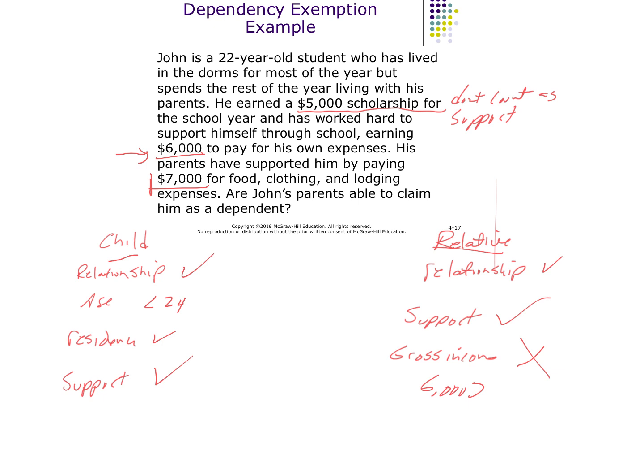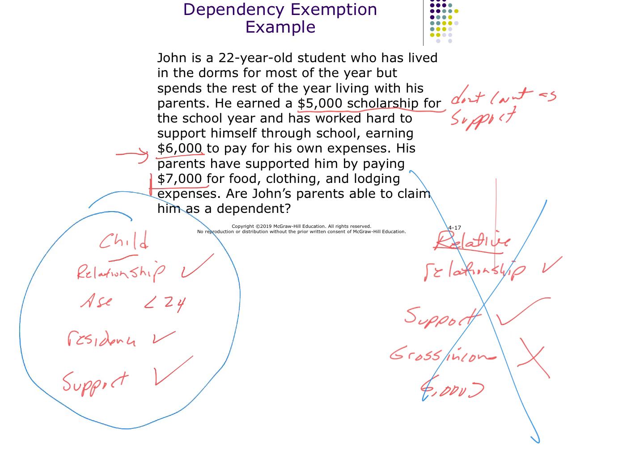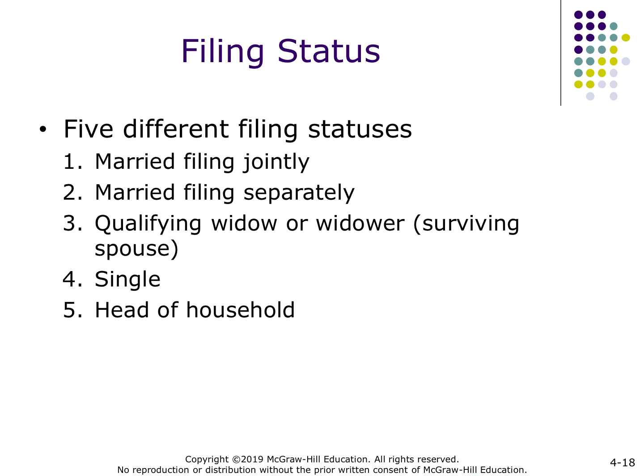So does he pass the qualifying relative test? No. Does he pass the qualifying child test? Yes, he does. Okay, so are they able to claim him as a dependent? Yes. Okay? So that's how you go through and kind of check off those tests. All right? Now we move on to filing status.